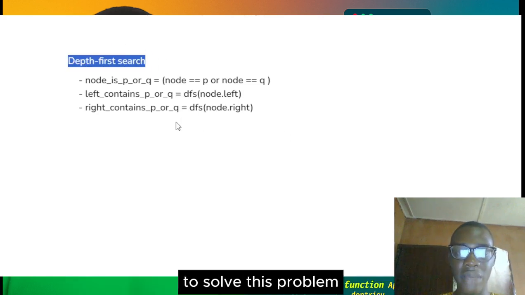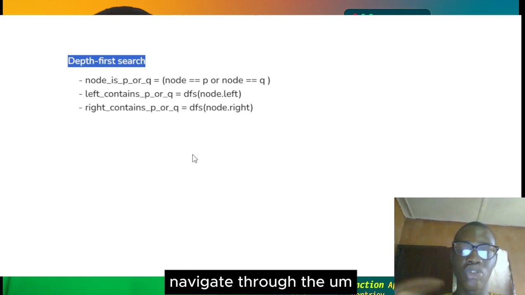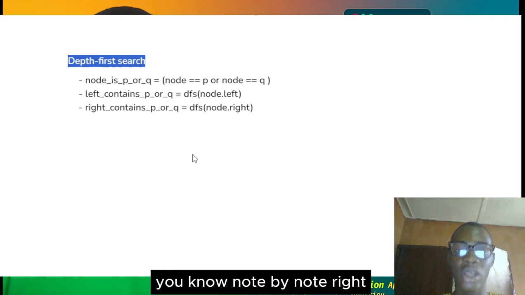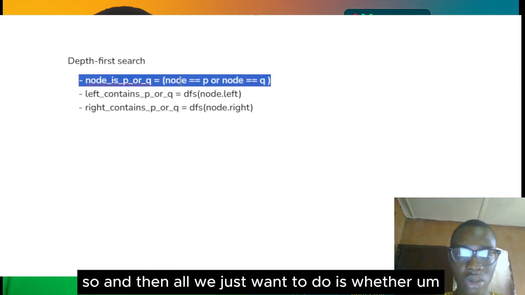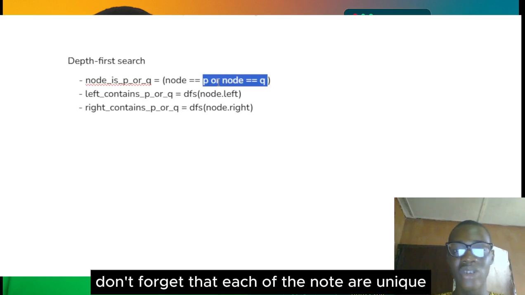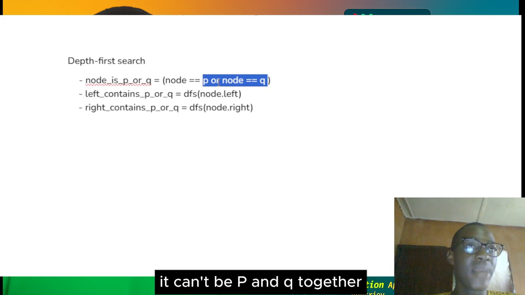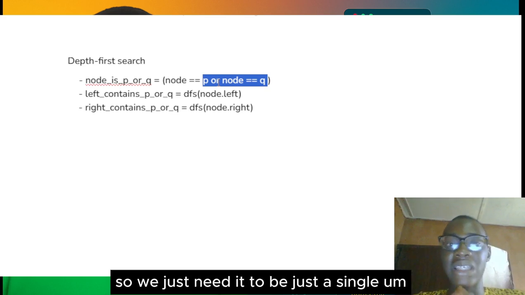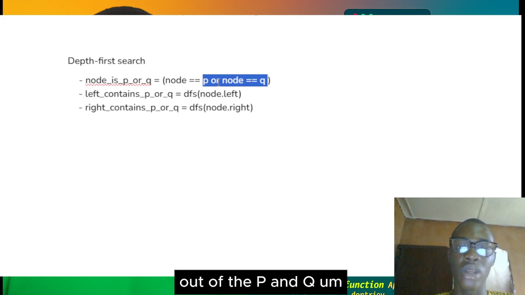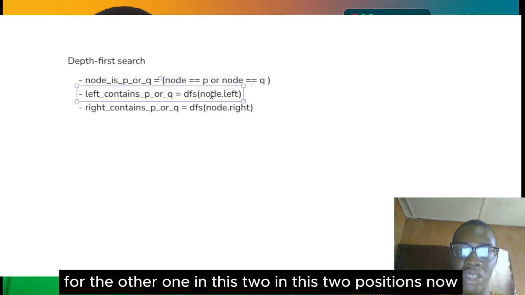To solve this problem, the depth first approach will be better because it enables us to traverse the tree node by node. All we want to do is check whether the current node is P or Q. Don't forget that each of the nodes is unique, so P is not equal to Q. The current node can be P or Q, but not both together, so we just need a single one of them while we search for the other in the two subtrees.